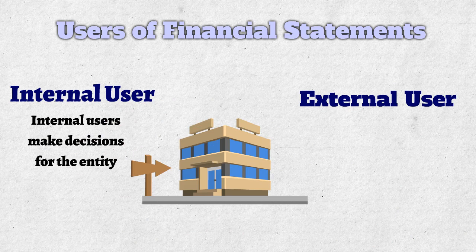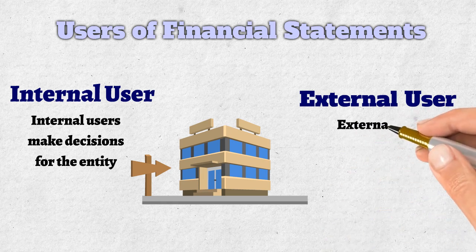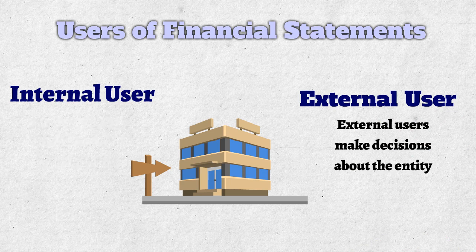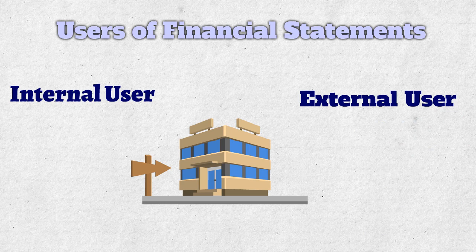For example, among internal users, we have the owners. Owners will take decisions for the organization, meaning how much sales we need to increase, how much revenue we need to increase in the upcoming period. Whereas external users will take decisions about the organization. For example, government agencies will try to identify how much tax we need to impose on the business. So we'll try to classify these two types of users of the financial statements.